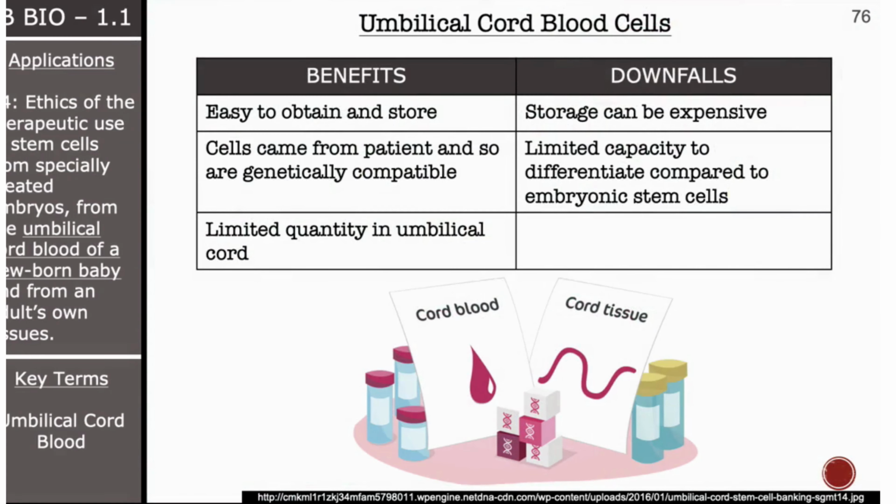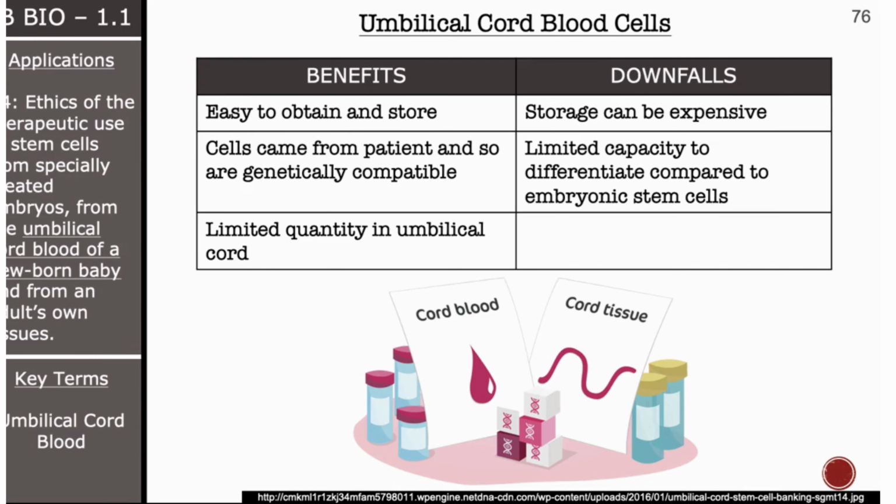Umbilical cord blood cells' benefits are that they are easily obtained and stored. Cells come from the patient and so are genetically compatible. The side effects are that there is limited quantity in the umbilical cord, storage can be very expensive, and there is limited capacity to differentiate compared to embryonic stem cells, because embryonic stem cells can change into any type of cell, but the umbilical cord has a limited capacity.